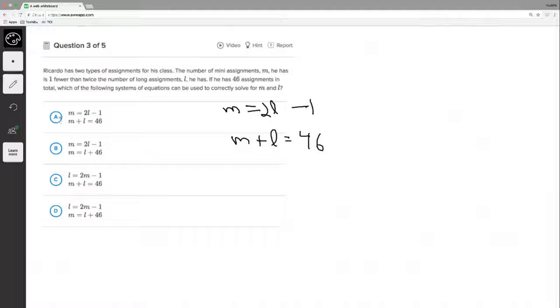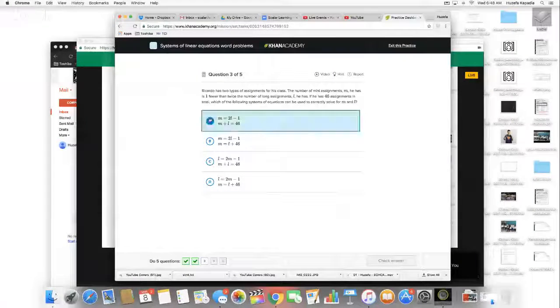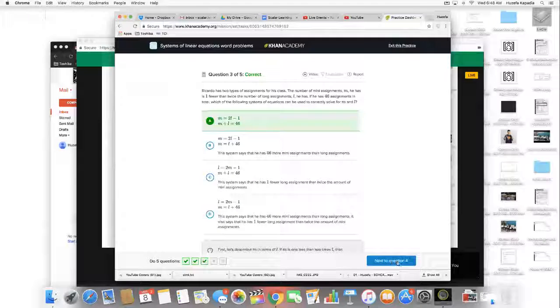A looks correct. Let's just make sure. B is incorrect, right? Because it's not M equals L plus 46. It's M plus L, M plus L equals 46. That's right. This one, they flipped the L and the M. That's wrong. And again, they flipped the L and the M. So it's got to be A. Let's go ahead and knock that out. Make sure we're right. And it looks good.